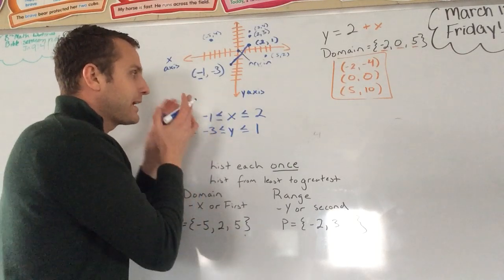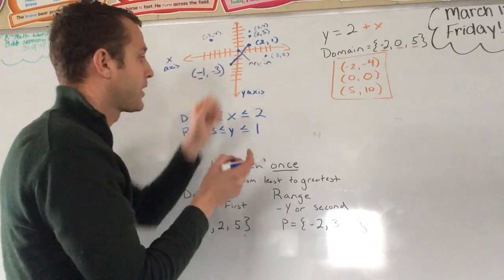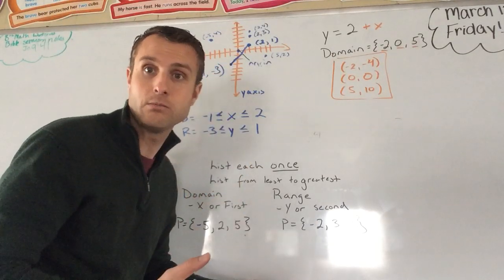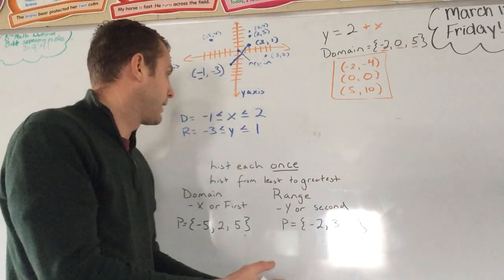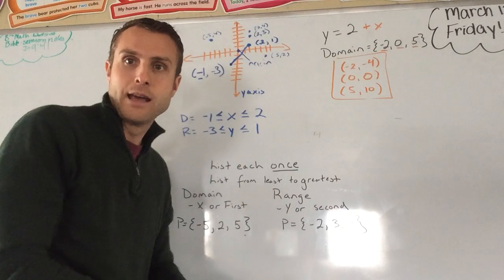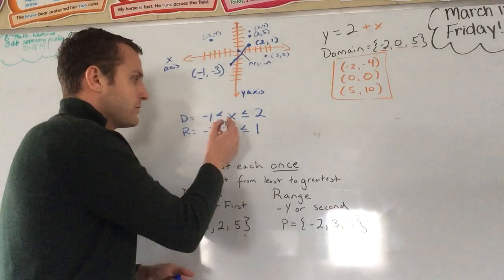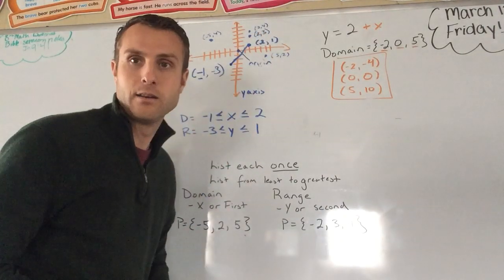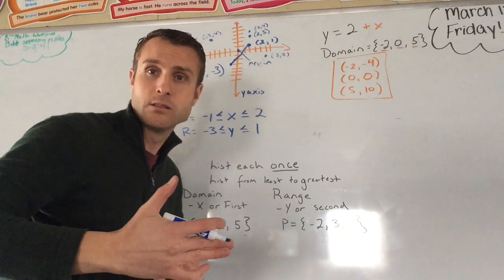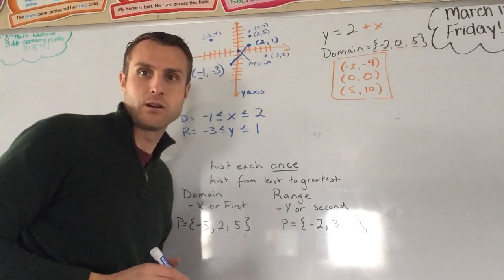The domain can be anything as far left as -1 and as far right as +2. So it could be 0, it could be 0.1, it could be 1.1, it could be -0.1, but it has to be between -1 and +2 for my x. My y has to be between -3 and +1. It can be any numbers between those. It's an infinite number of numbers, but it has to be between those two numbers.